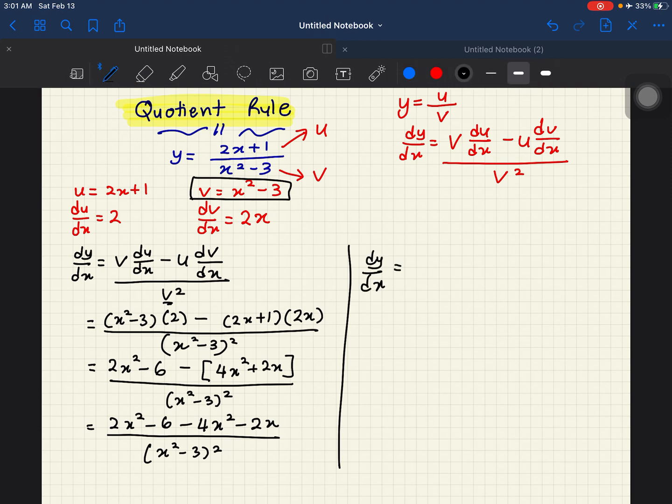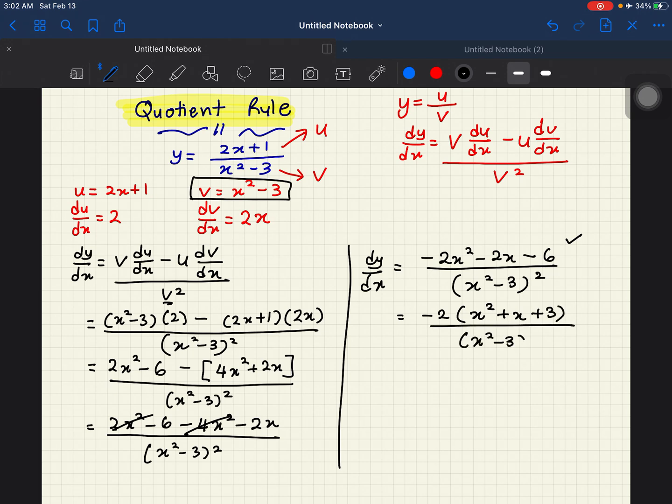So, my dy over dx is equals to 2x square minus 4x square, negative 2x square minus 2x minus 6 over x square minus 3 square. Okay, I can still simplify the top part, my numerator. So, I take out negative 2. Keluarkan negative 2. So, apa yang berada kat dalam? X square plus x plus 3.